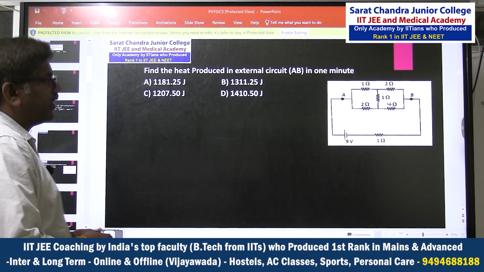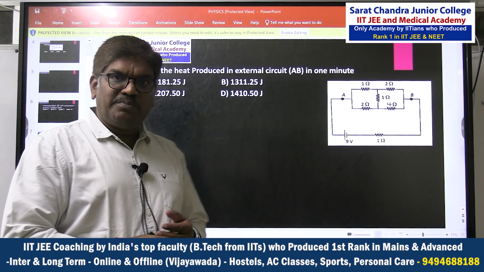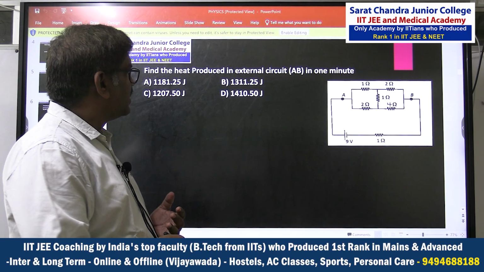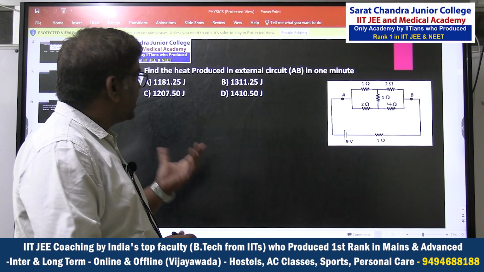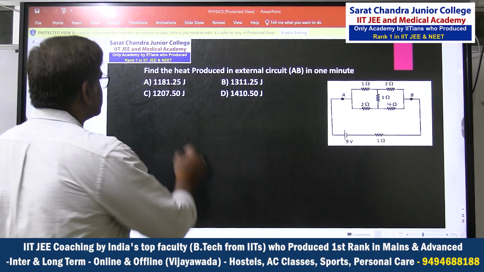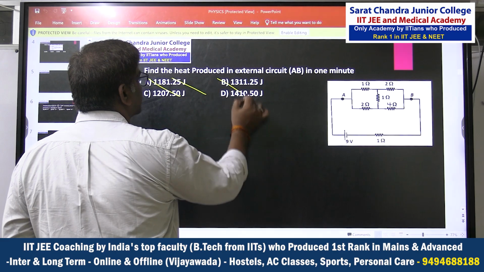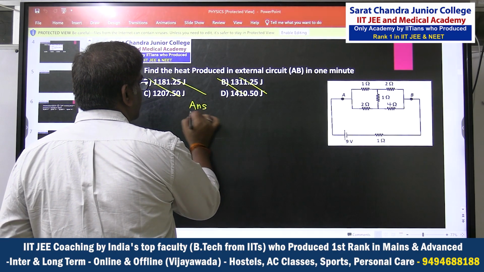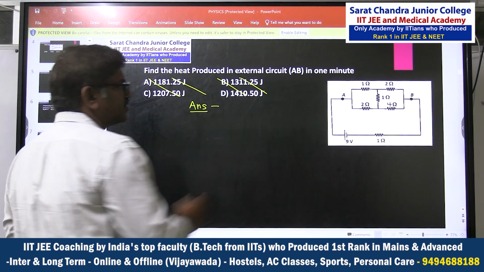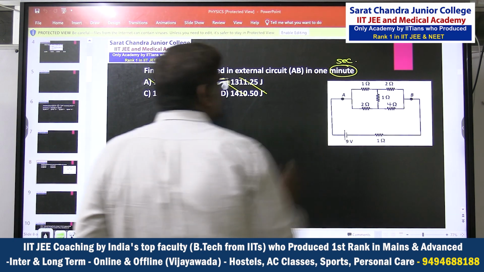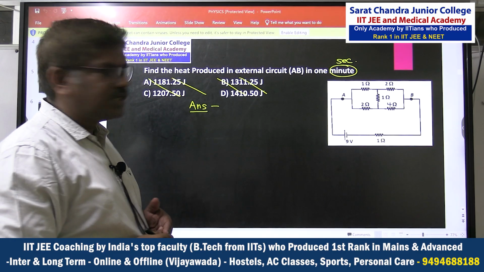Next one. As I told you, this is a memory based question. So here also, this question was created from the memory of the students, but this is not an objective type question, this is an integer type question. So we have to find the answer as an integer, and there is also a doubt whether this is 1 minute or 1 second. So I will solve this question with 1 second.